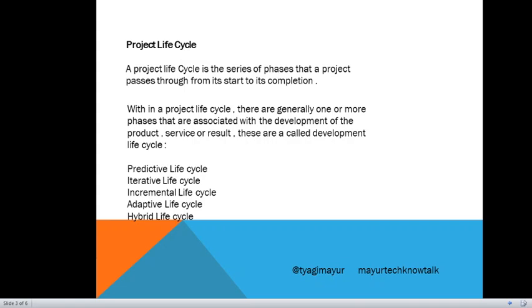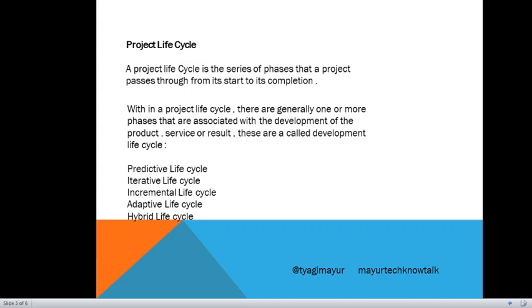So, predictive are when the project scope, time, and cost are determined in the early phases. Those are also called waterfall. Iterative are when the project scope is generally determined early in the project lifecycle, but time and cost estimates are routinely modified as project teams' understanding of the product increases.